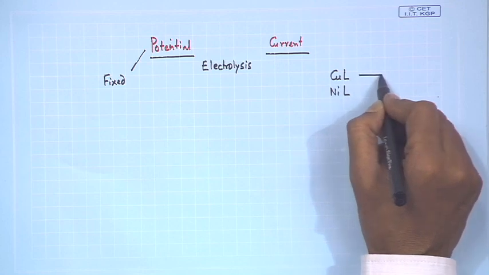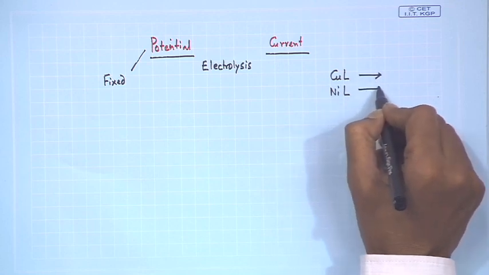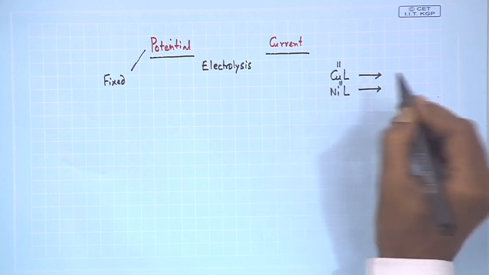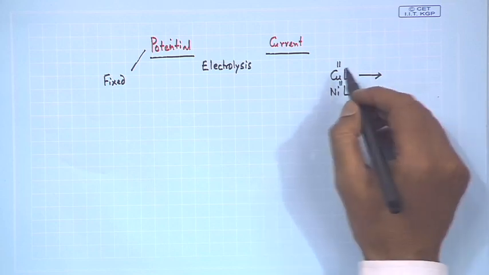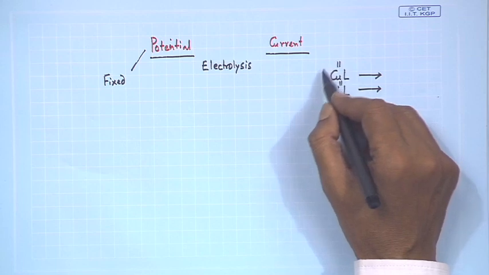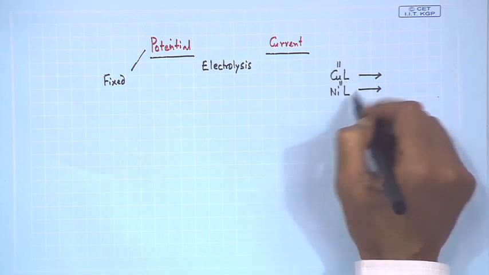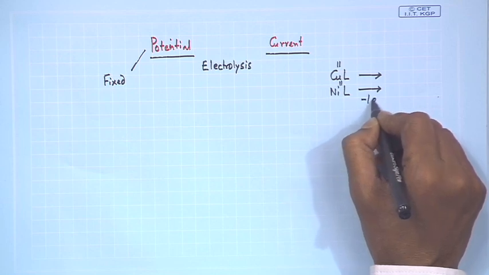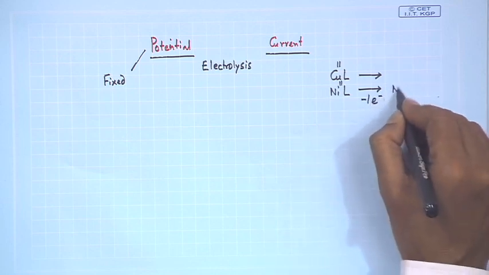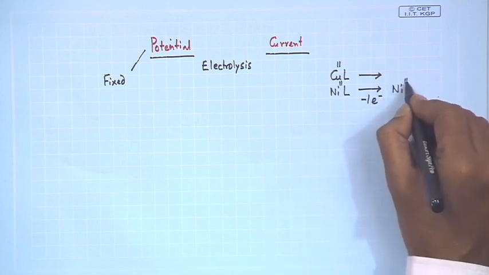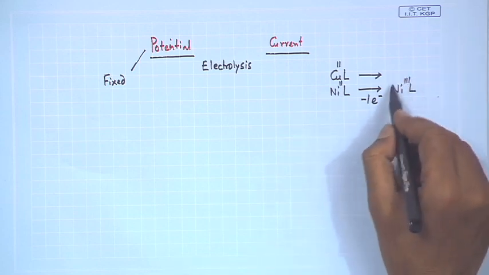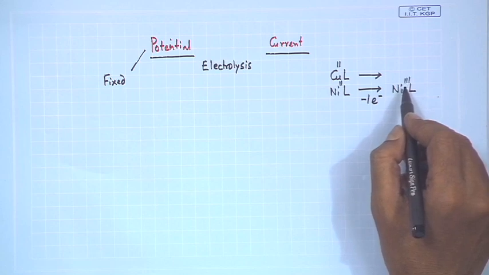Then we should know the corresponding oxidation state where it is stabilized by this particular ligand. So, if it is stabilized in copper 2 or nickel 2, and if we go for oxidation, that is a minus 1 electron loss, you get a corresponding nickel 3 compound of that particular ligand, but in the trivalent state.